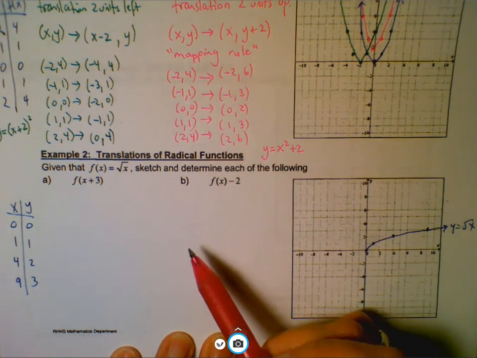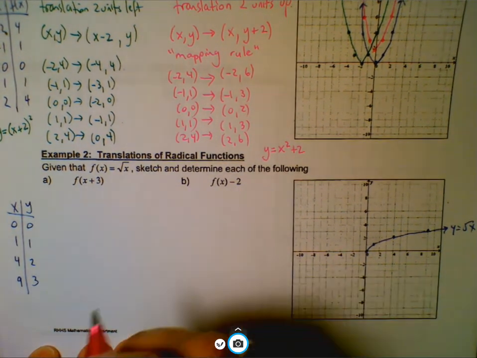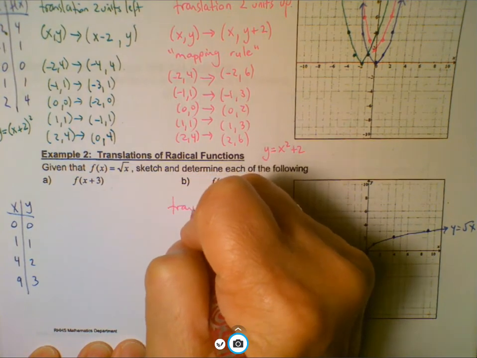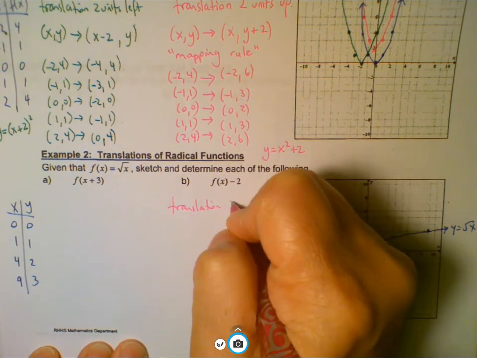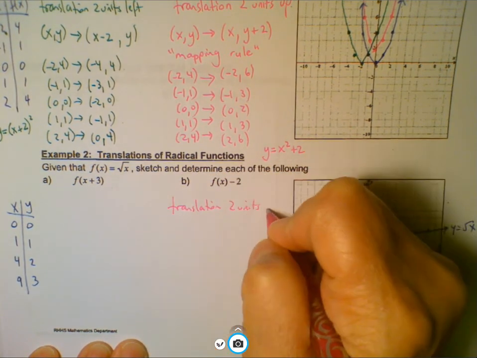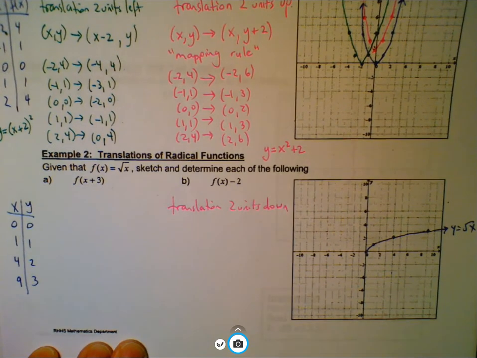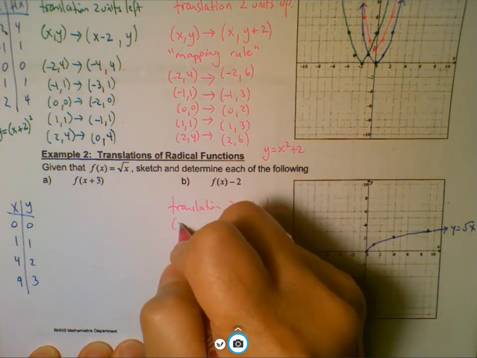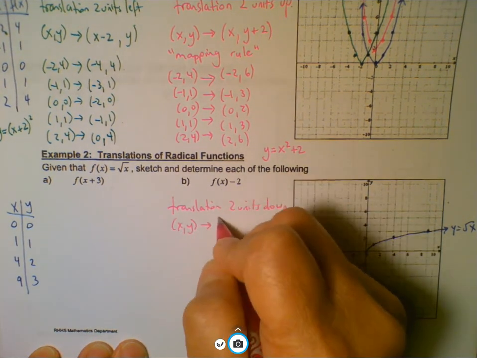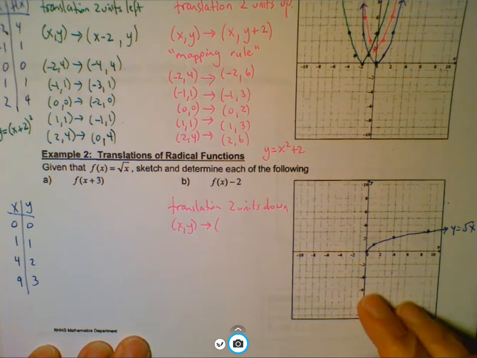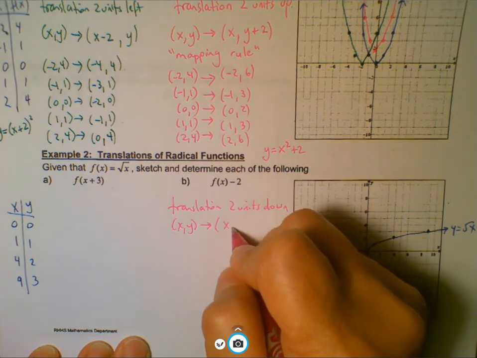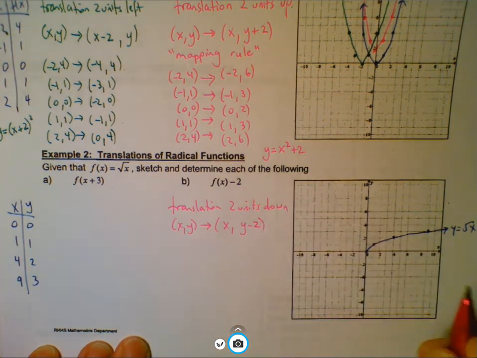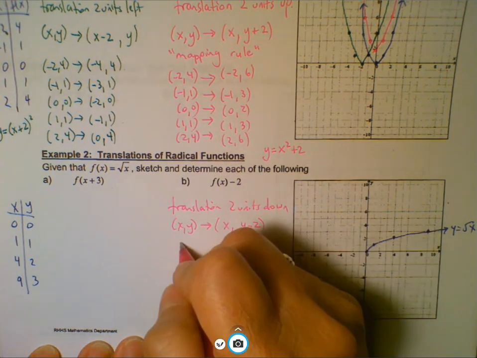Change pens. f of x minus 2, so that's going to be a translation 2 units down. And so now I have xy, my mapping rule. xy will become, so if I'm going down, my x's won't change, but my y's will be reduced by 2. Take your table of values.